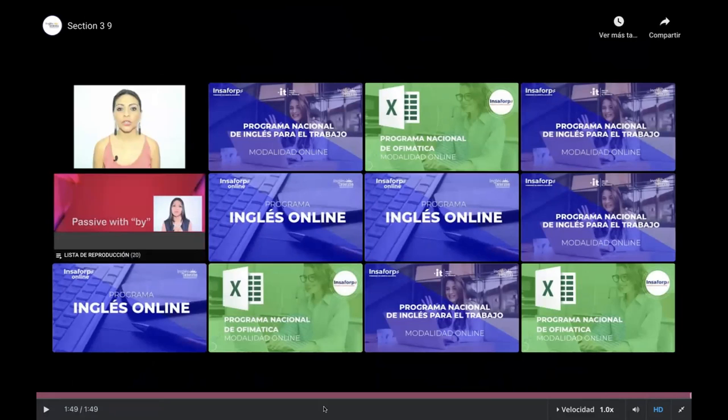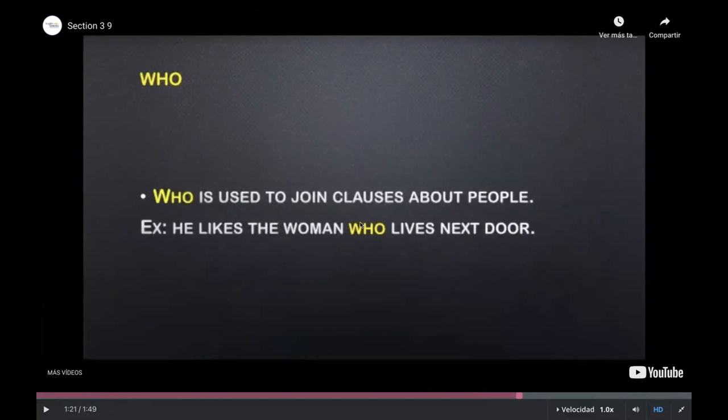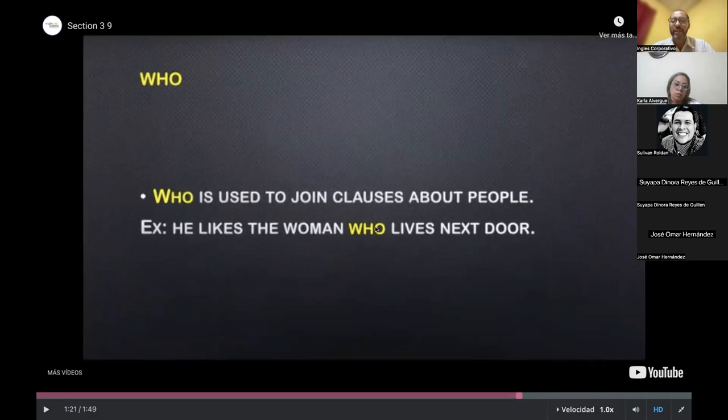Okay, so as we can see, the most important part was "who." We use who to talk about people. That's the important part. It's specific for joining people. Okay, this is with who. As an example, we have two sentences. He likes the woman. She lives next door. Together we put: he likes the woman who lives next door. It's not necessary to repeat "she" because this is the subject. This is one way to use who to join clauses about people.